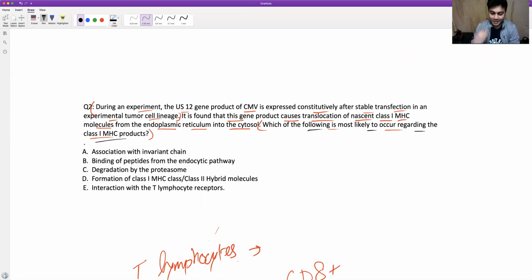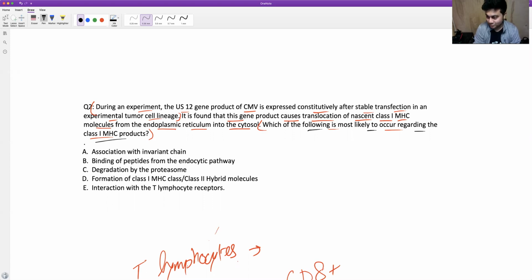So what do you think? This MHC protein was supposed to go to the cell surface from the rough endoplasmic reticulum through the Golgi bodies, but now it is displaced off from the rough endoplasmic reticulum. Now, what do you think will happen to this protein?